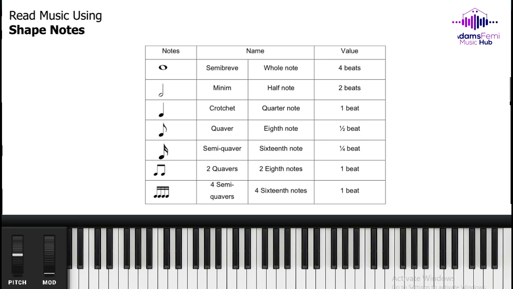As you can see on the screen, you have semibreve, minim, crotchet, quaver, and semiquaver. We'll start with the first one, the semibreve. A semibreve is a round open note, more like an oval shape, which we use to represent so. It's a round oval note.